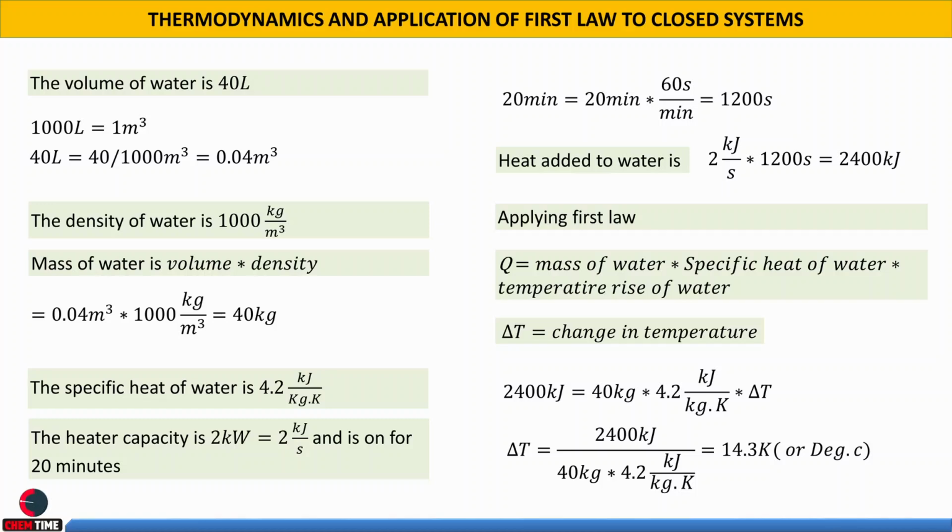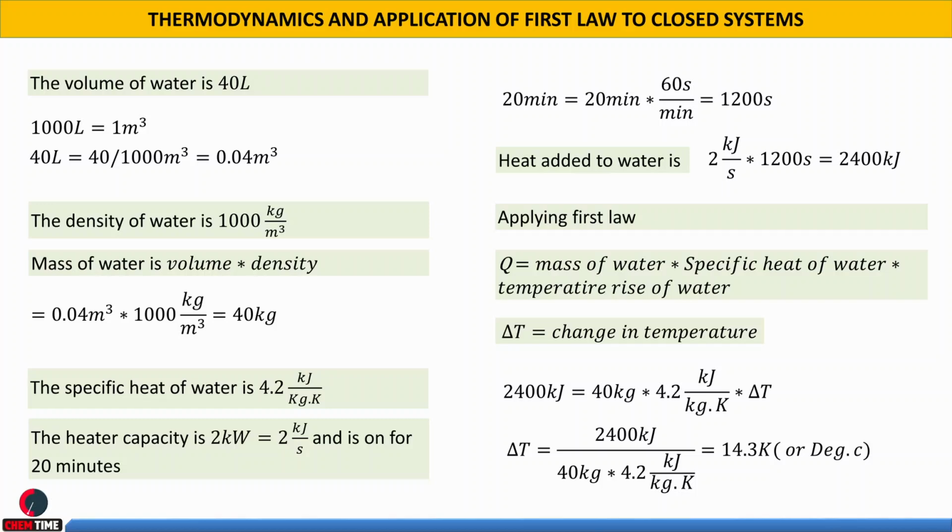The heater capacity is 2 kilowatts, that is 2 kilojoules per second. The heater is on for 20 minutes. 20 minutes corresponds to 20 into 60 seconds, that is 1200 seconds. So this gives us the heat added to the water, that is 2 kilojoules per second into 1200 seconds, that is 2400 kilojoules. So Q is 2400 kilojoules, and whatever heat is added goes to raise the sensible heat of water.